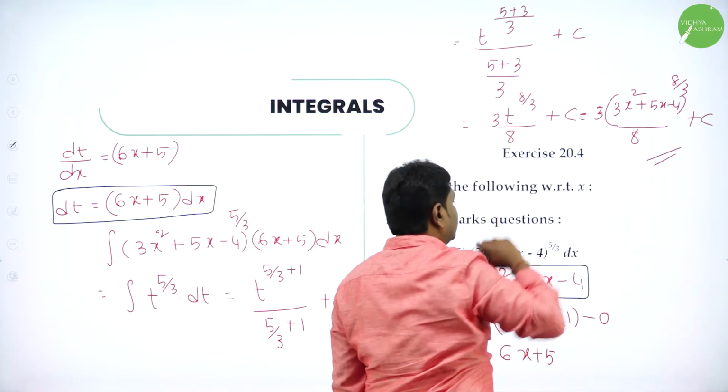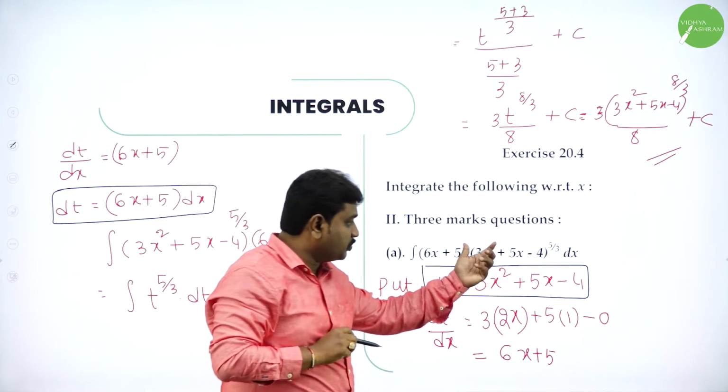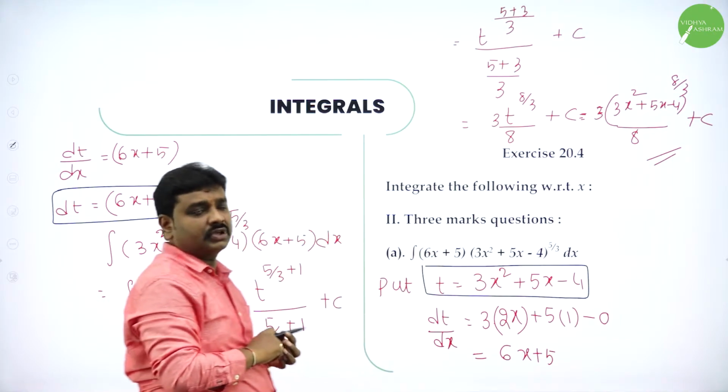Finally, you should write the value of t. Here what to put as t is important. Whatever is present as base, take it as t, and differentiating gives you the remaining part.